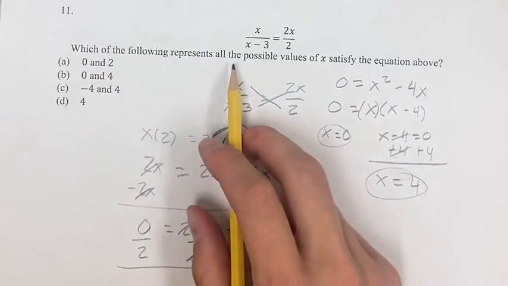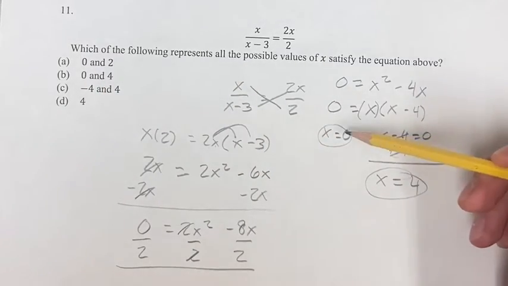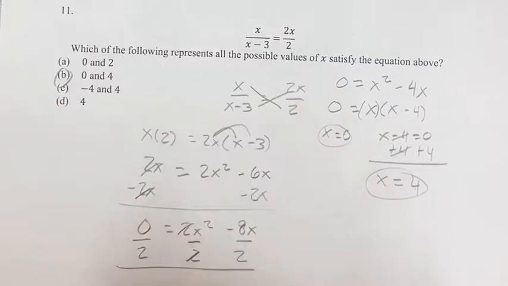So which of the following represents all possible values of x that satisfy the equation? 0 and 4. B is going to be your final answer.